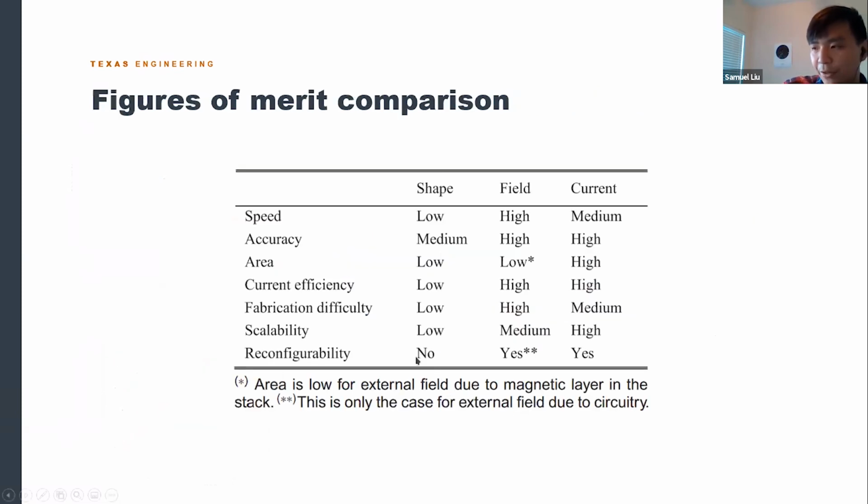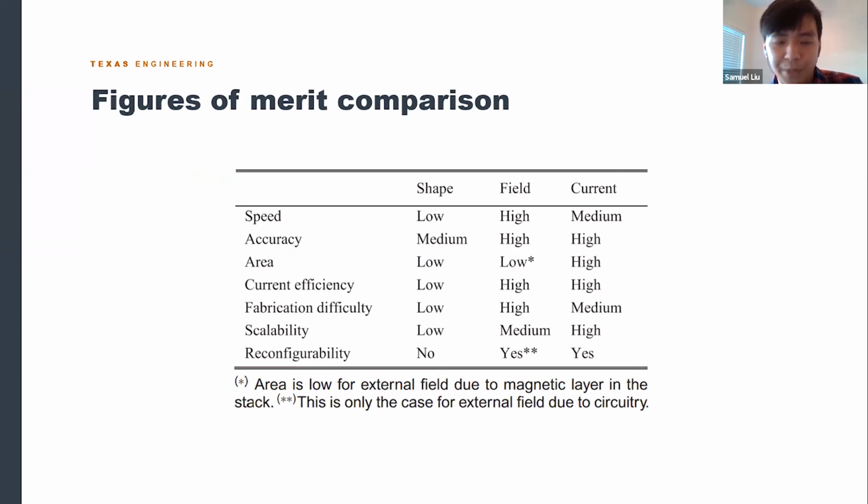And there's more things to compare than just speed and accuracy for these 3. So here I'll discuss a few of the differences. Starting from area, the area usage for both the shape and field-driven resets is lower than the current-driven due to the need for more external circuitry for a reset current. This is only if the external field is introduced through interfacial layers and not by applying external field using external circuitry.